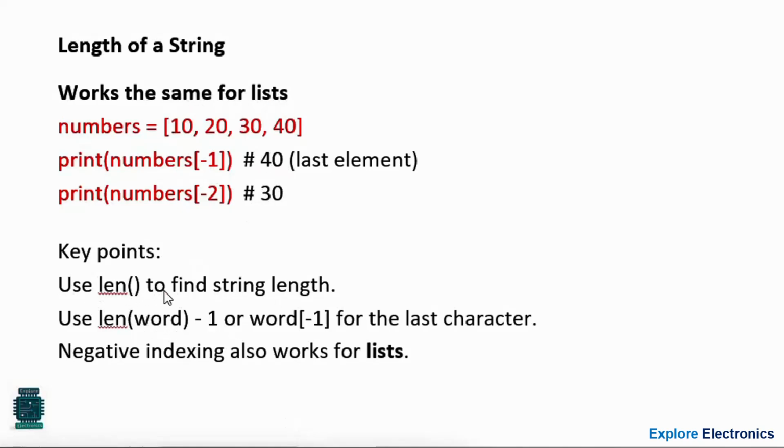Here using len, we can find the length of the string. If I use len, I can easily find the length of that string. And use len of word minus 1 or word of minus 1 for the last character. If I want to access the last character from the string, I can use word of minus 1. Here it is numbers of minus 1 like that, or len of word minus 1. Both are the same. I can get the last character. Negative indexing also works for lists. This example is for negative indexing. It also works for lists.